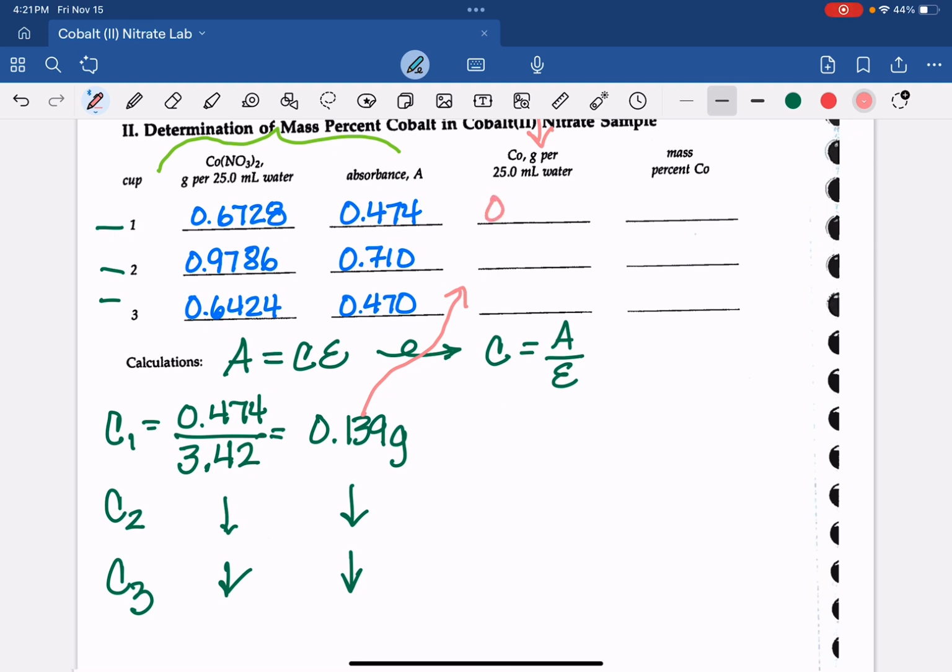Okay, so right here, we're going to plug in 0.139. Okay, my second one, I got 0.208. And my third one, 0.137. Okay, and they're all grams.